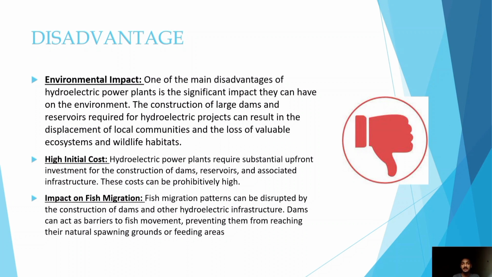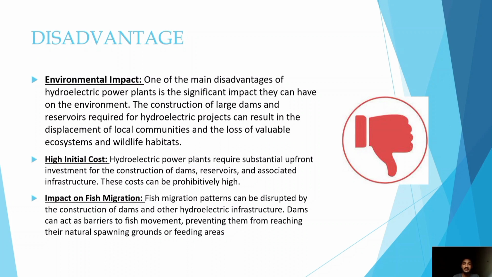Now we talk about some of the disadvantages of hydroelectric power plants. Environmental impact is one of the main disadvantages of hydroelectric power plants, because of the significant impact they can have on the environment. The construction of large dams and reservoirs required for hydroelectric projects can result in the displacement of local communities and loss of valuable ecosystems and wildlife habitat.